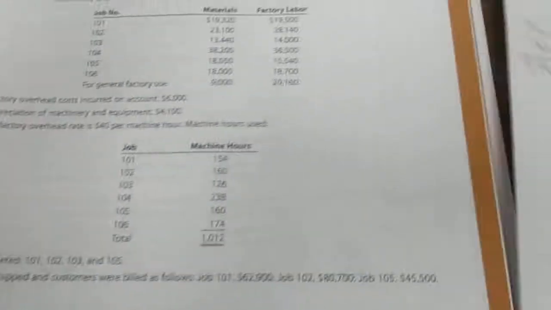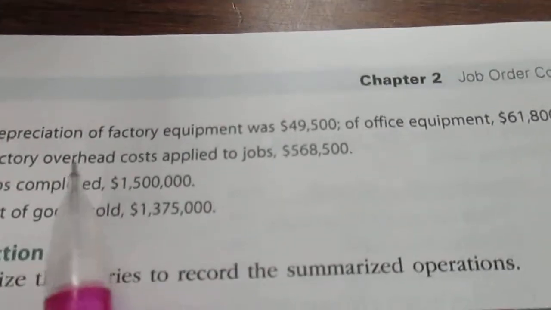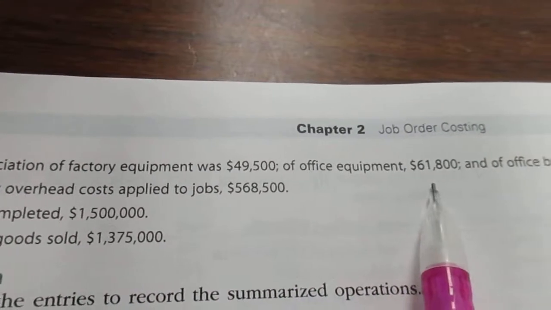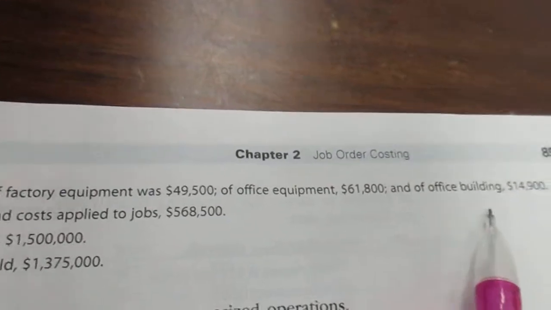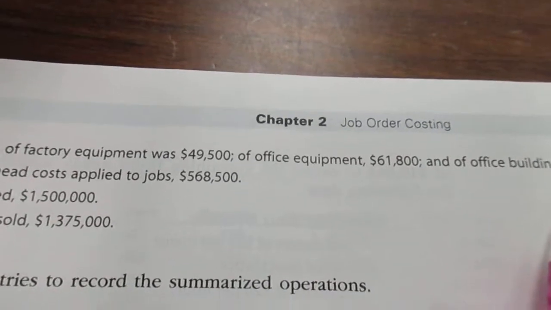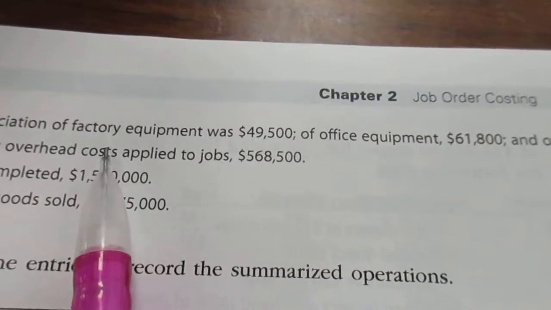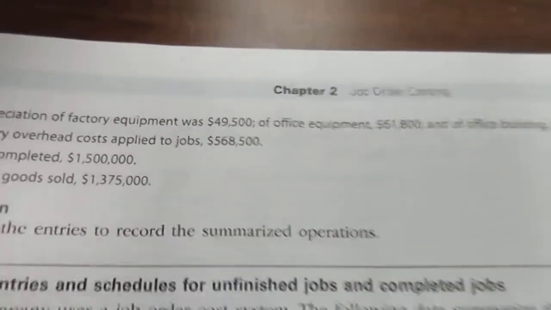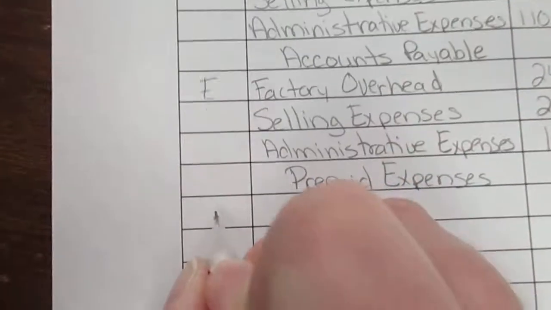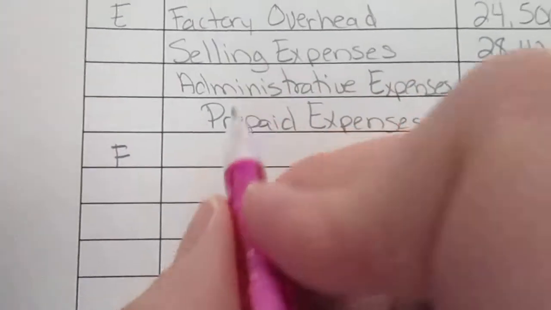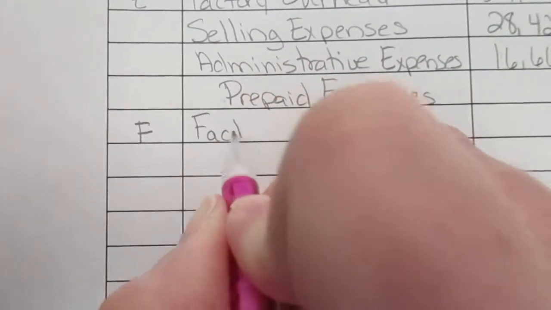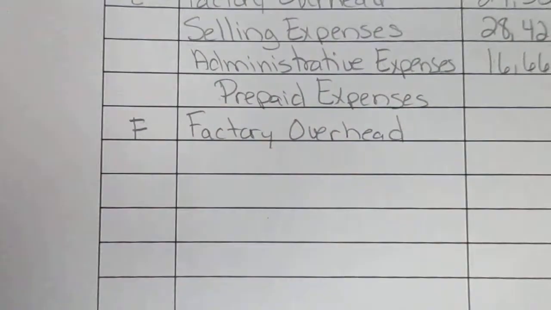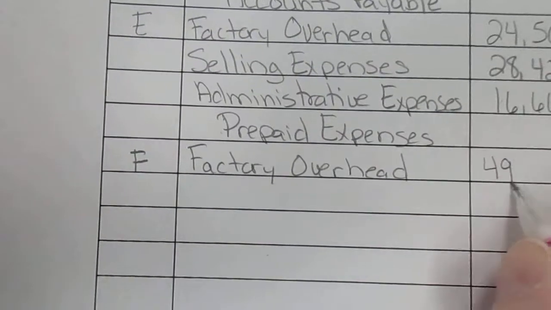Okay. Now, letter F. Depreciation of factory equipment was 49,500, office equipment 61,800, and office building 14,900. Anything that has to do with the factory is going to be considered part of overhead. Other depreciation just goes into our depreciation expense account. So we are on letter F. So factory overhead for 49,500.